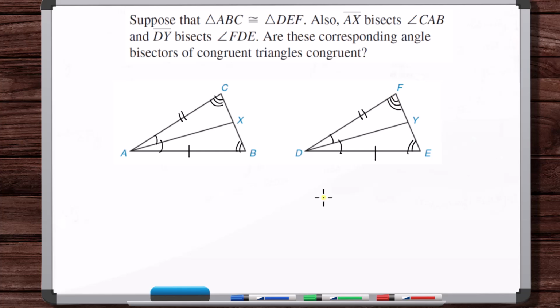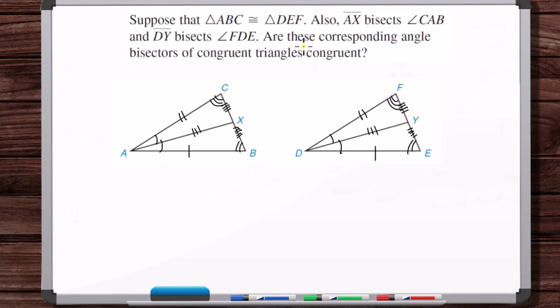Well, okay, we're comparing triangles ACX and DFY. They're congruent by angle side angle. So that means these are congruent, and these are congruent. But since CB is congruent to FE from the original congruence, then these are congruent.